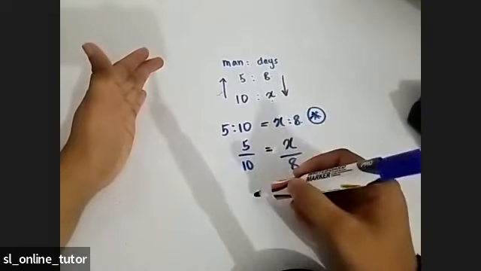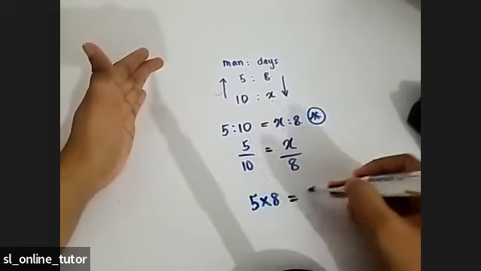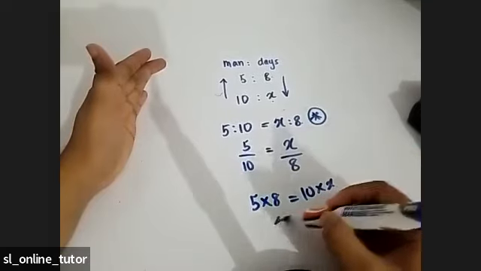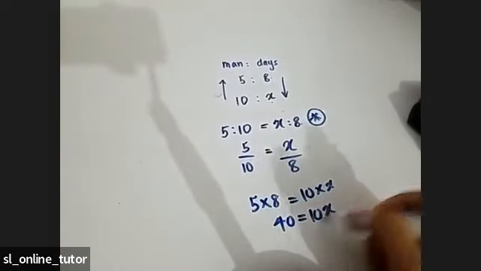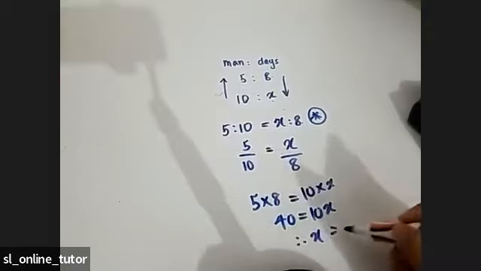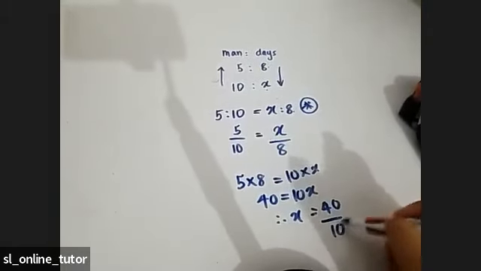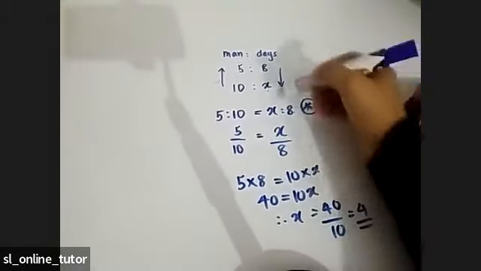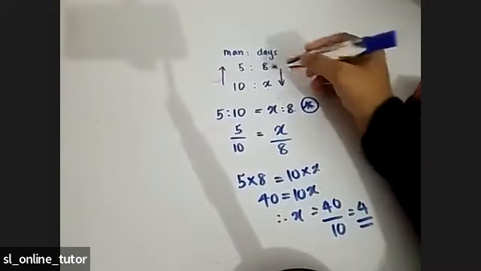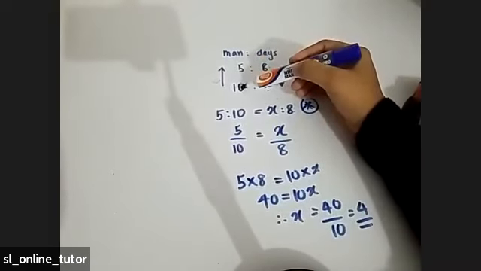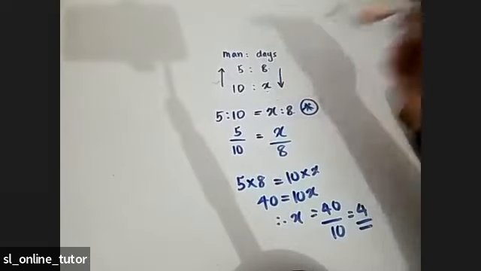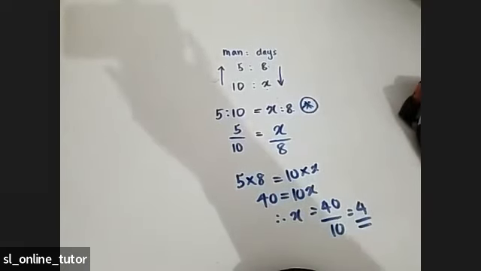So now you can do the cross multiplication. 10 into x. And now what do you get? 40 equals 10x. Therefore, x is equal to 40 divided by 10, 4. Without these steps, you can directly find it here, because you know that 5 times 2 is 10. Then 8 divided by 2 should be 4. Half of that.